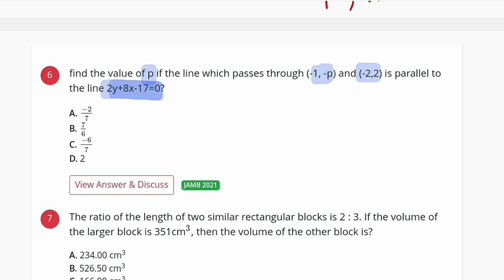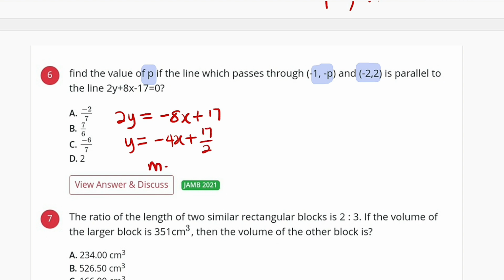We take every term to the right-hand side except y. So we have, let me clean this first. We have 2y to the left, and we take 8x to the right, it becomes negative 8x. We take negative 17 to the right, it becomes positive 17. Again, we divide both sides by 2. We have y equal to negative 8 divided by 2, which is negative 4x, plus 17 divided by 2. And you can see m, which is the slope, is equal to negative 4.